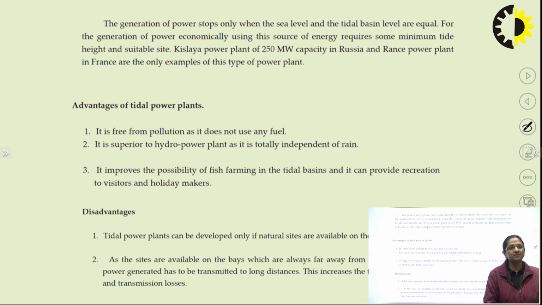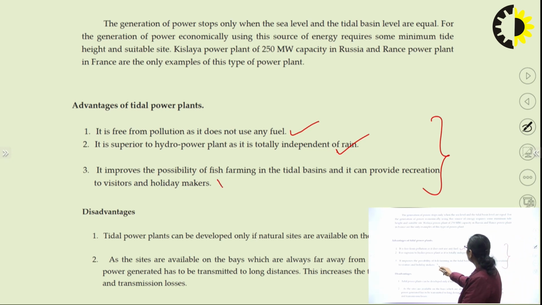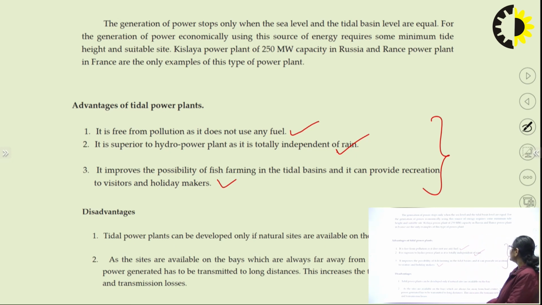There are many advantages of tidal power plants, although they are not many. As of now, we don't have many commercial tidal power plants, but the advantages are numerous. It is free from pollution as it does not utilize any kind of fuel. It is superior to a hydroelectric power plant as it is totally independent of rain, which is very important. It improves the possibility of fish farming in the tidal basins and can provide recreation activities for visitors and holidaymakers too. There are certain disadvantages of tidal power plants as well.